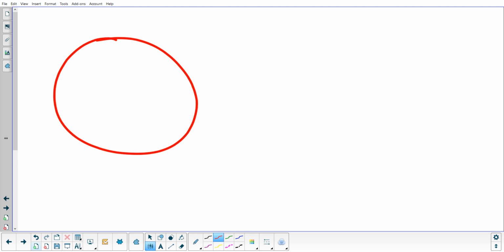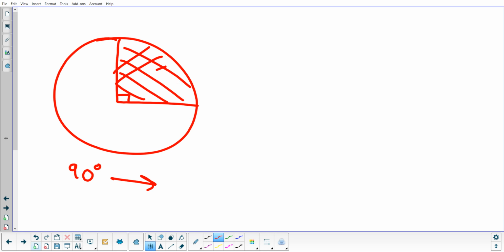Make a circle. What size angle is that? 90. Yep, that's a 90. So if you have a 90-degree angle, how much of the circle does that area take up? Yep. A quarter. Takes up a quarter, just like the arc length. So if you have a 90-degree angle, the area is 1/4 of the circle.